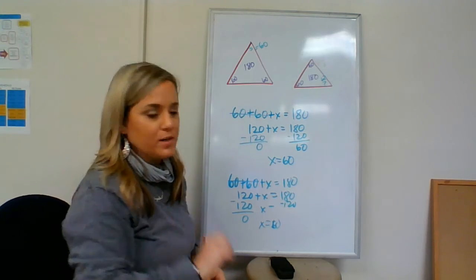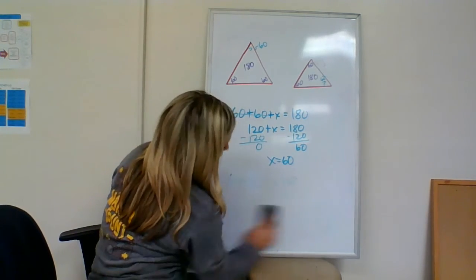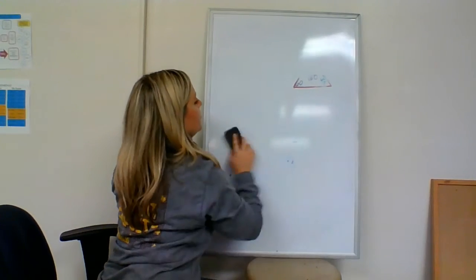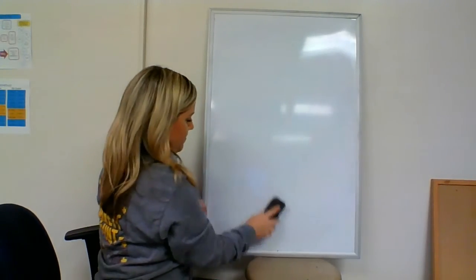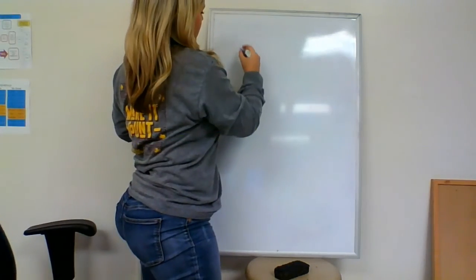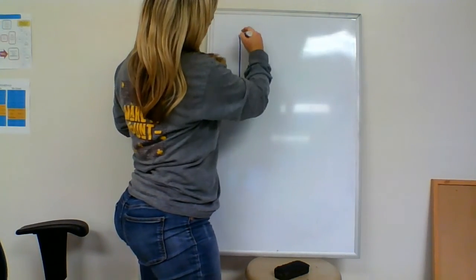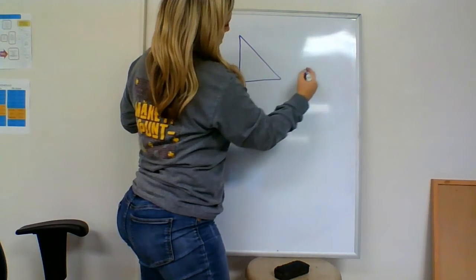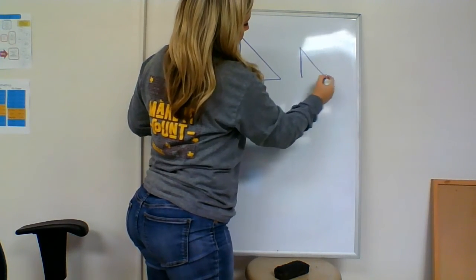So let's try one more example because I feel like I've kept you long enough today. One more. Okay. I'll do a big right triangle, and then a little baby right triangle.